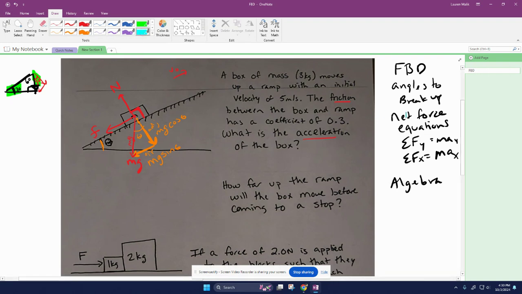Now I'm ready. I've done my free body diagram, I've broken up my angles, and I'm going to start looking at my net force equations. Okay? So what am I going to treat as my y direction? What am I going to treat as my x direction?